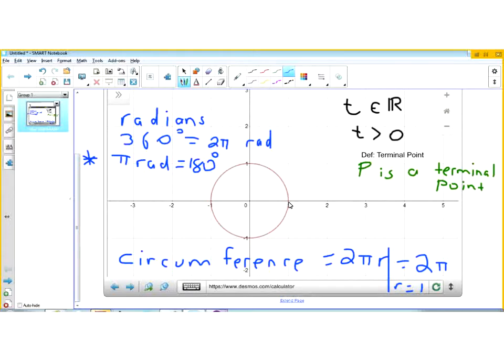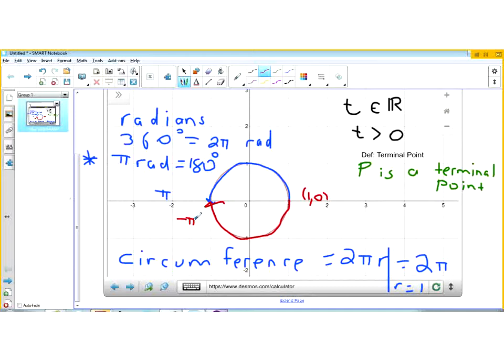So pi halves radians, pi over 2 radians, is 1/2 of this distance. All right, so this would be pi radians. Okay, and let's see, if I start at the point 1, 0, and I go negative pi radians, then I would go clockwise this way. All right, so this is negative pi radians. Okay, see how that works?